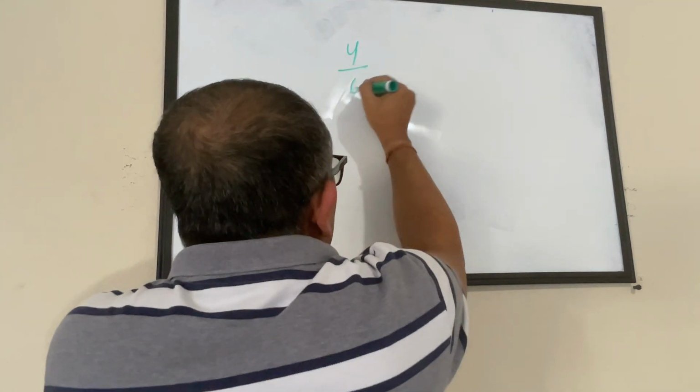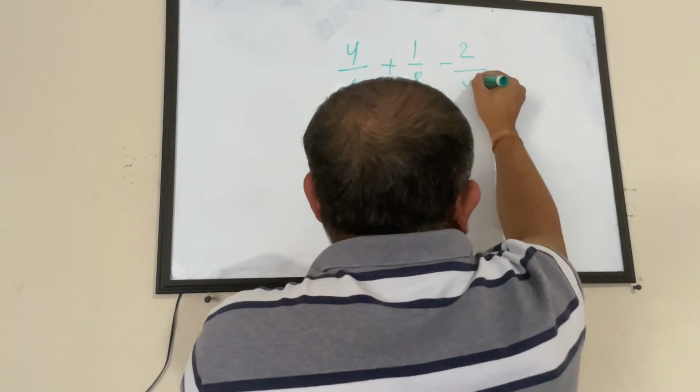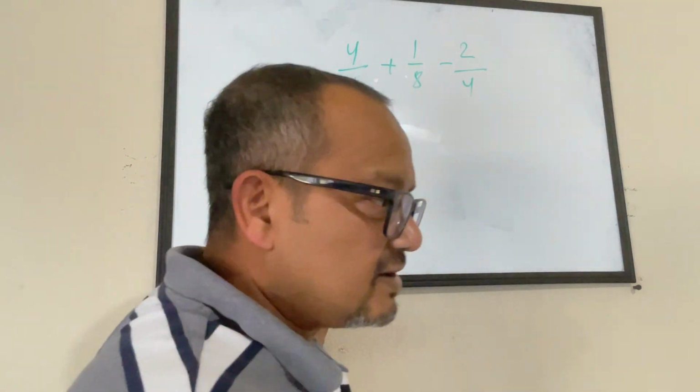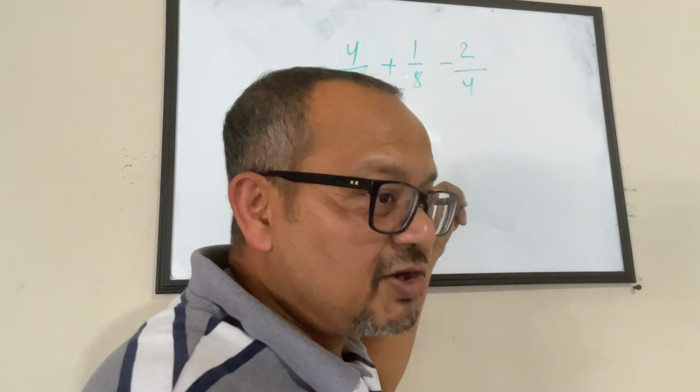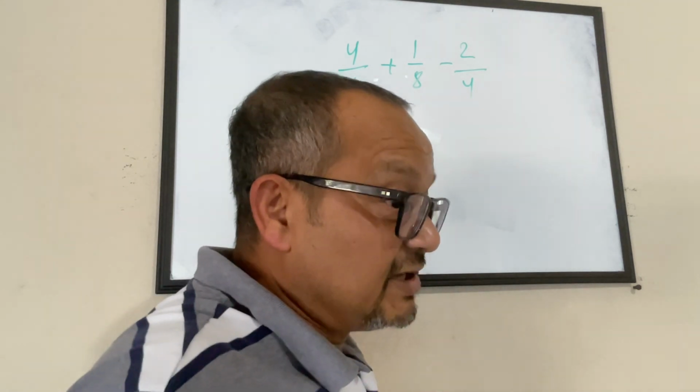4 by 6 plus 1 by 8 minus 2 by 4. Now it's both. I want you guys to do addition and subtraction together. And it is the same. It is exactly the same.